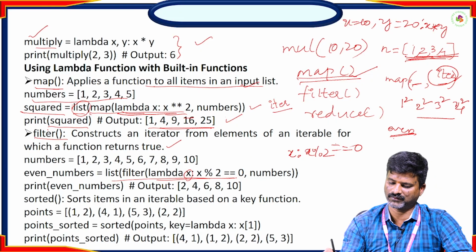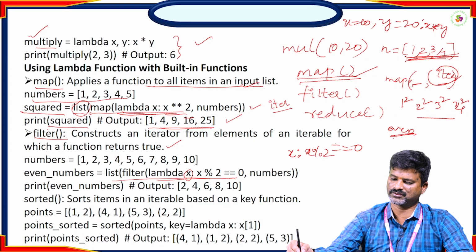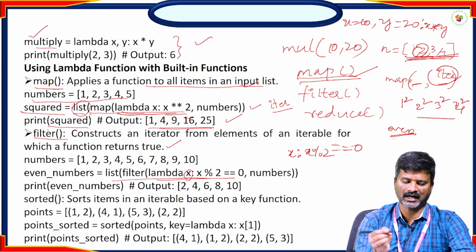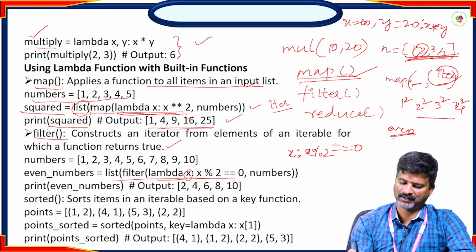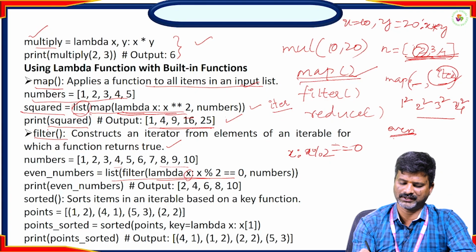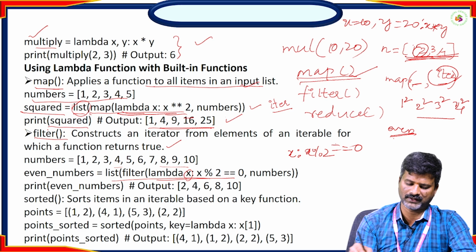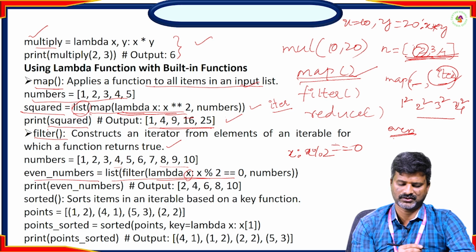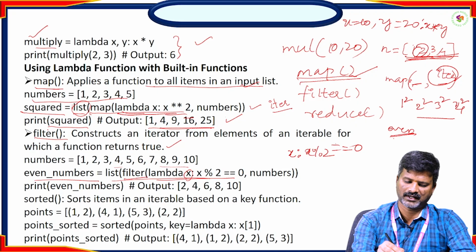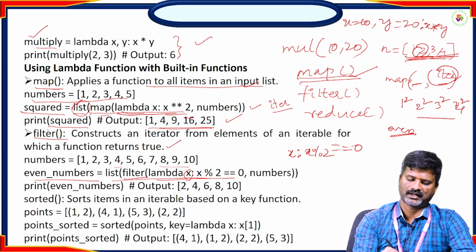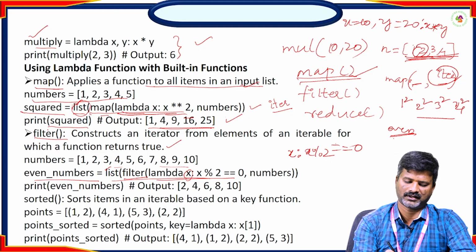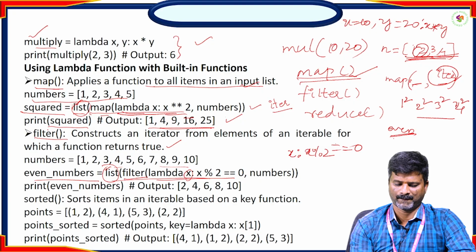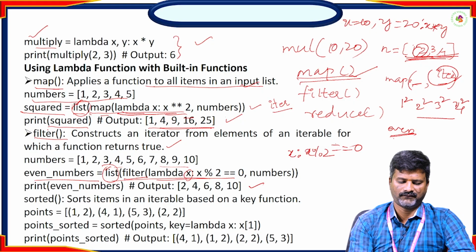Suppose 1 mod 2 equals 0? No. Next value is 2. 2 mod 2 is 0, so that value will be returned. Here this numbers list contains 1 to 10, and each and every value will be checked. If the condition is true, only those values will be returned to even_numbers. Even while using filter or map, you need to use list again. Why? Because it will return an iterator object if you are not using this list function. So that is about the filter function.